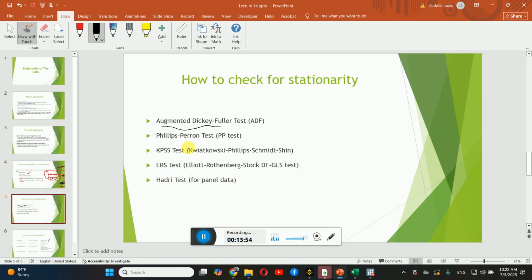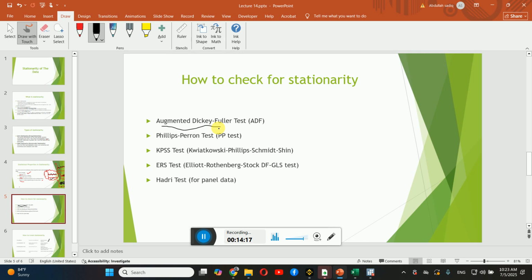We have different methods. You can use the augmented Dickey-Fuller test, the Phillips-Perron test, the KPSS test, or ERS. But for the sake of simplicity, we are using just one method, the augmented Dickey-Fuller test. Inshallah, you will learn how to resolve the issue of non-stationarity if there is any non-stationarity in any variable.